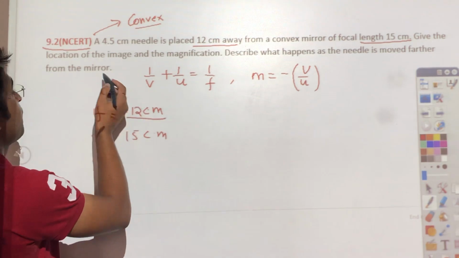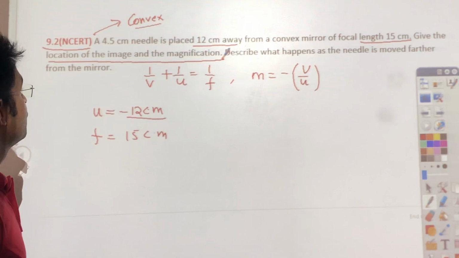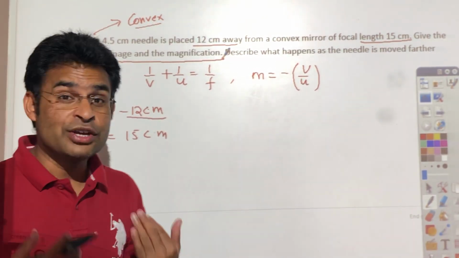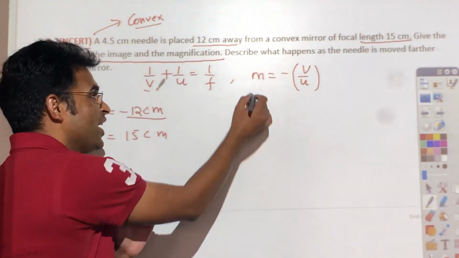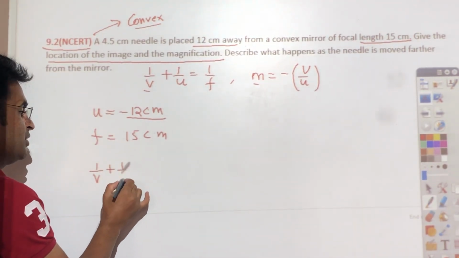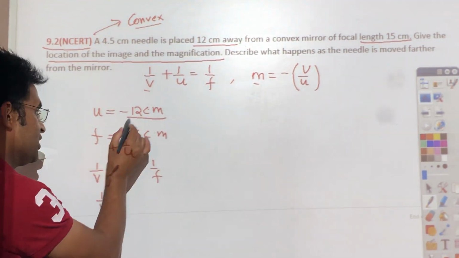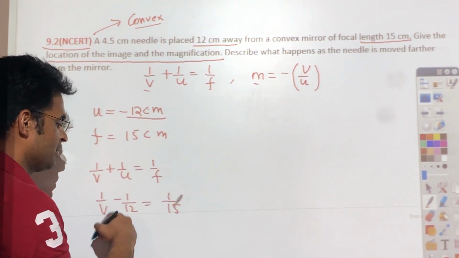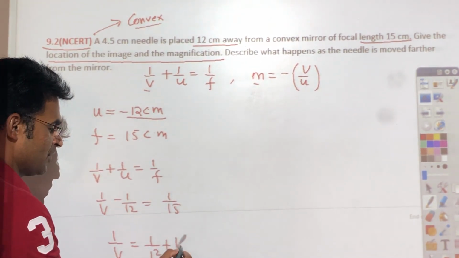Now they are asking for the location of image and magnification, they are not asking for the nature in this case. So I only need to find the value of v and the value of m. Using the formula 1 by v plus 1 by u is equal to 1 by f, in place of u I write minus 12 centimeter, in place of f 15 centimeter, and this term goes to the right side. So 1 by v is equal to 1 by 12 plus 1 by 15.